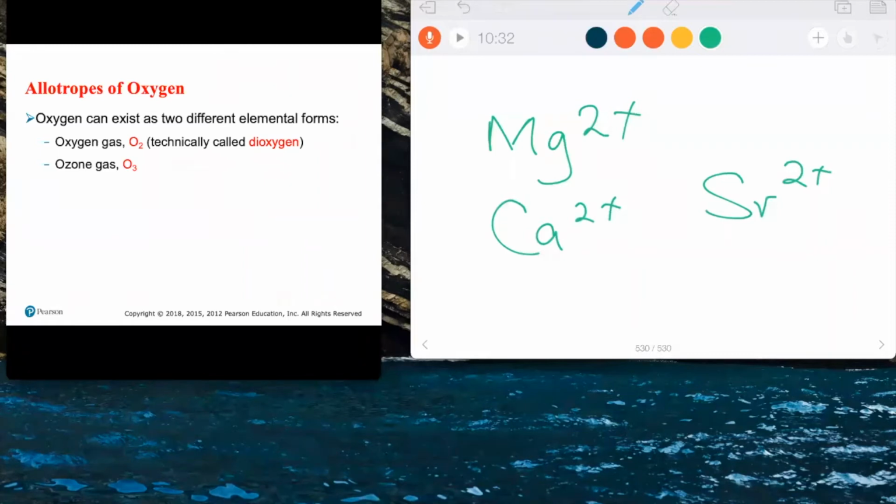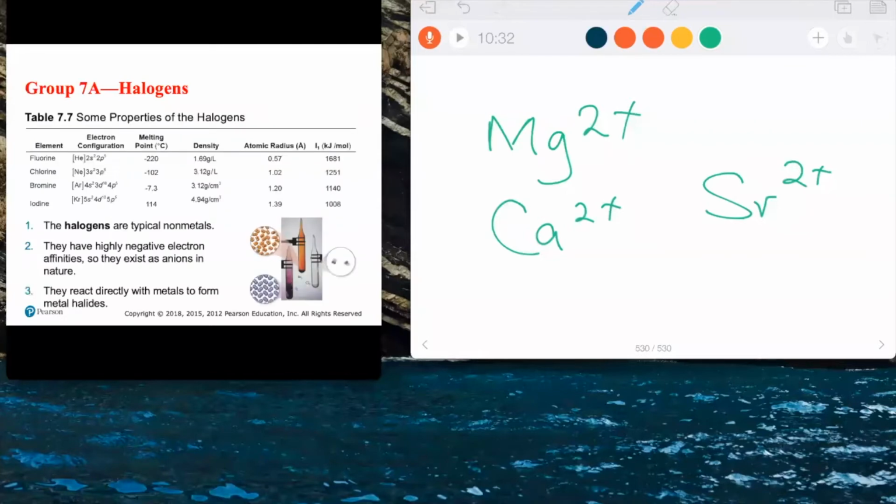Allotropes, even though oxygen here is just a new term, allotropes are molecules of the same element existing in two different forms or more than one form. Phosphorus has an allotrope, all right? Carbon has also allotropes, diamond, carbon, okay? These are just allotropes of oxygen.